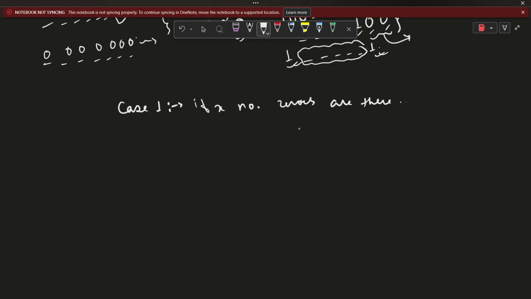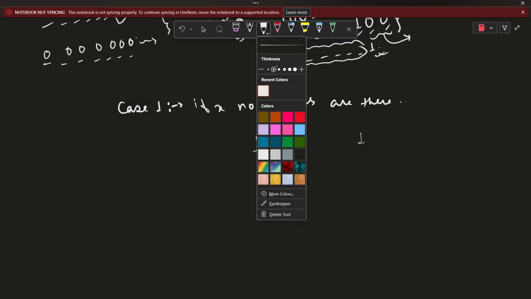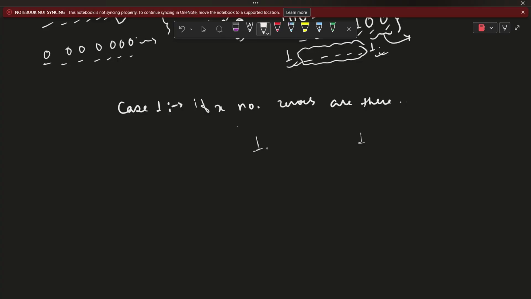If x number of zeros are there, then what we can do is, since it is case number one, in both the ends they are bounded by a one. So we can leave these two spaces as zeros. But then we'll have to fill one and so on. So we can arrive at a formula.